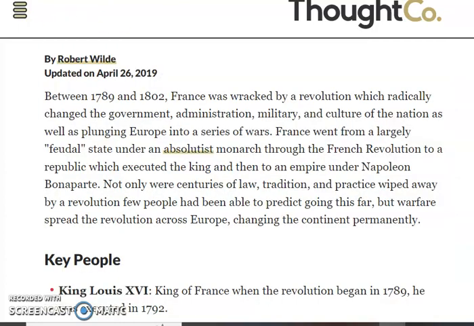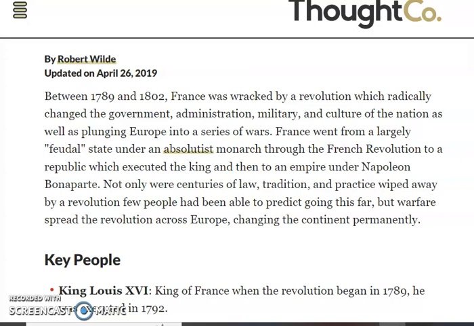Between 1789 and 1802, France was racked by a revolution which radically changed the government, administration, military, and culture of the nation, as well as plunging Europe into a series of wars. France went from a largely feudal state under an absolutist monarch through the French Revolution to a republic which executed the king, and then to an empire under Napoleon Bonaparte.